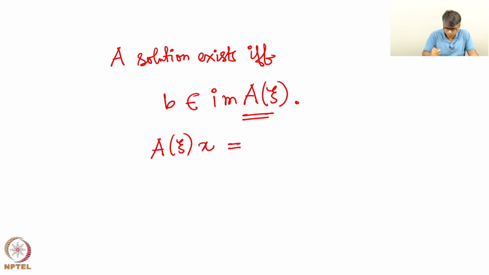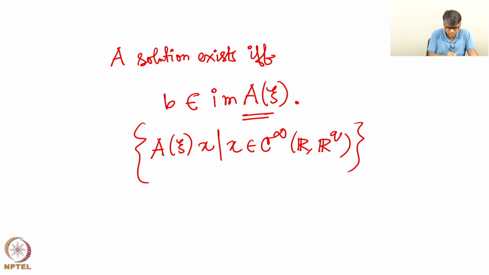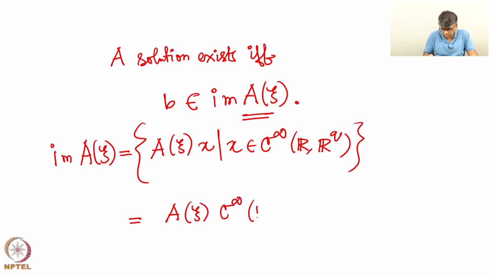This is the collection of all C infinity functions in R^q. That's the image, no? This is defined as the image of this operator, which is nothing but the operator acting on all of C infinity. So an x exists, of course, if and only if b is in this set. So b must be in the image.